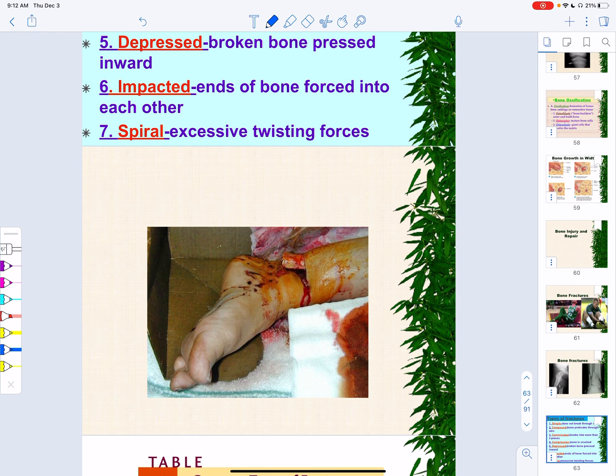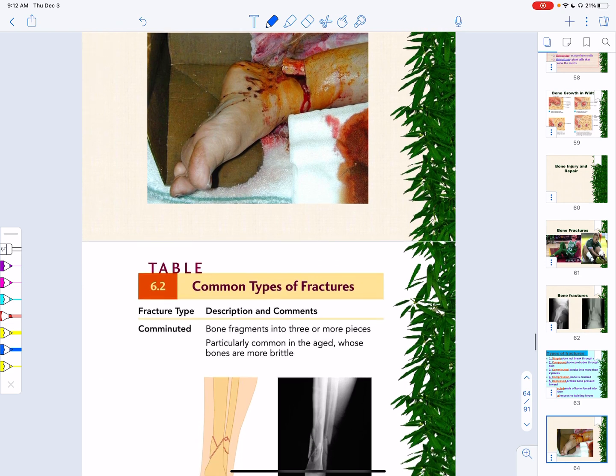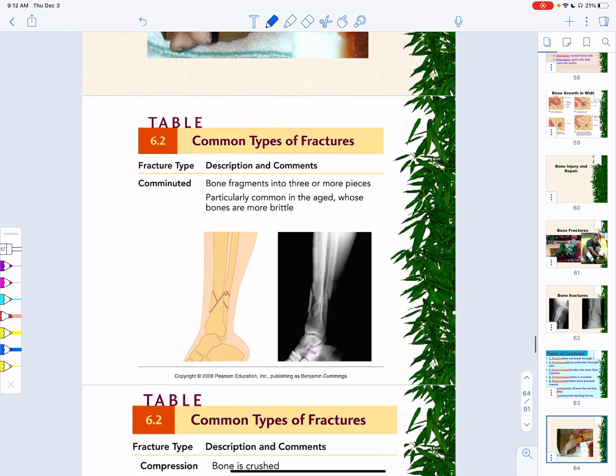As we go down this list, we already have seen a couple of these. This right here is a comminuted fracture. Comminuted means that you are going to have multiple pieces. Two pieces, that's a simple fracture, right? One bone, you break it in half, it's now two pieces. That is a simple fracture. Now, a comminuted is when it's broken into more than two pieces. So anything more than broken in half is comminuted.